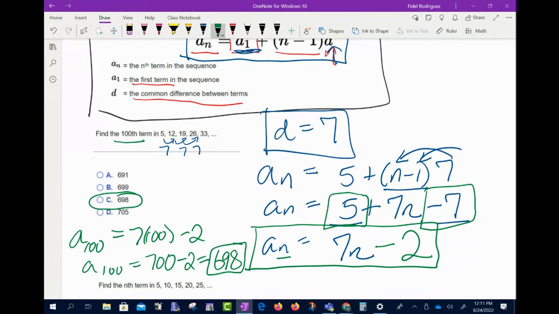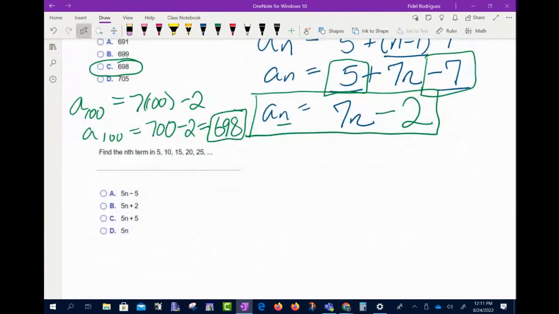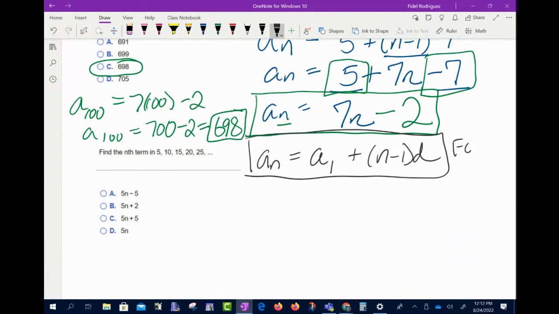All right, so let's try the next one. Same thing here. We're going to find the nth term in this sequence here. So the first thing I'm going to do, y'all, each time, is write down my little formula: an equals a1 plus n minus 1 times d. So that's my formula that I'm going to be using, right?